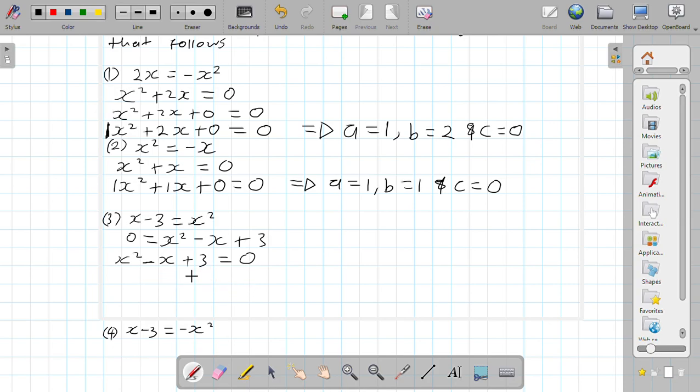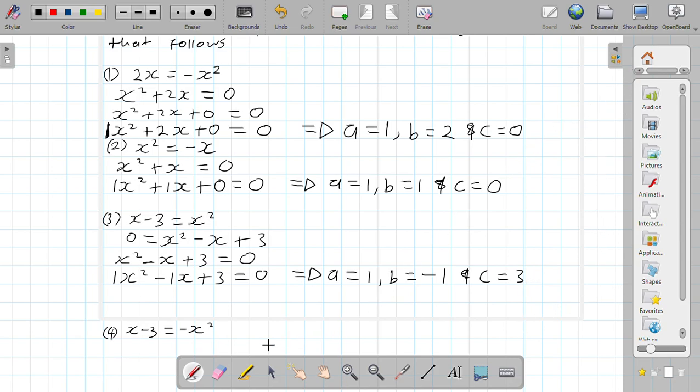So from here to work out further would be having something like 1x squared minus 1x plus 3 is equals to 0. So from here it can be easily seen that a is equals to 1, b is equals to, you take the sign as well, b is equals to minus 1, and lastly c is equals to positive 3.